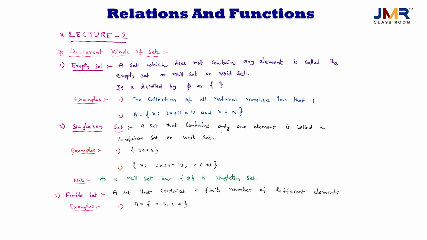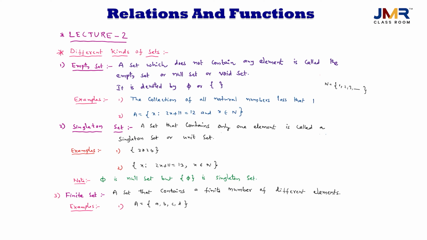Examples: the collection of all natural numbers less than 1, it is empty set. Why? Because natural numbers are starting from 1 itself only, 1, 2, 3 and so on. This is called set of natural numbers. Less than 1 means there is no natural number. So, number of elements is 0. There is no element in this set. So, this is called empty set.